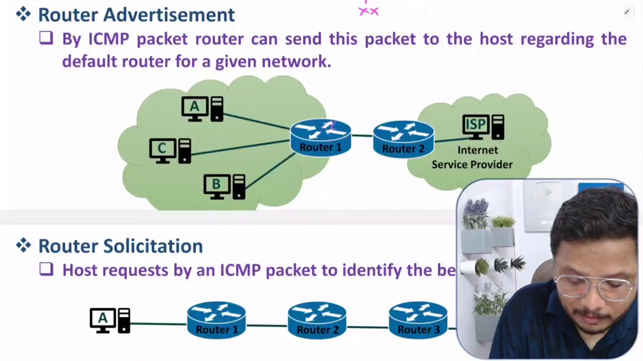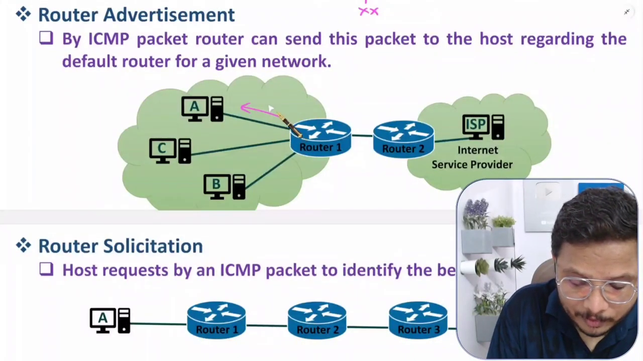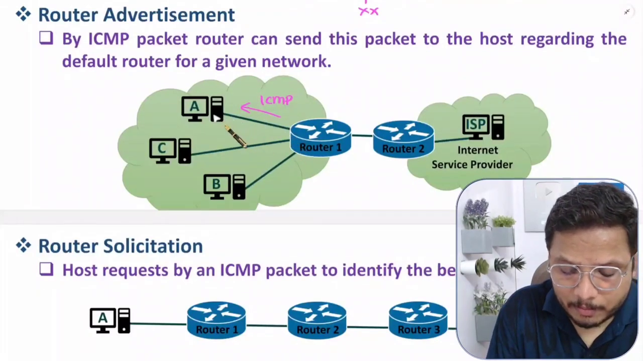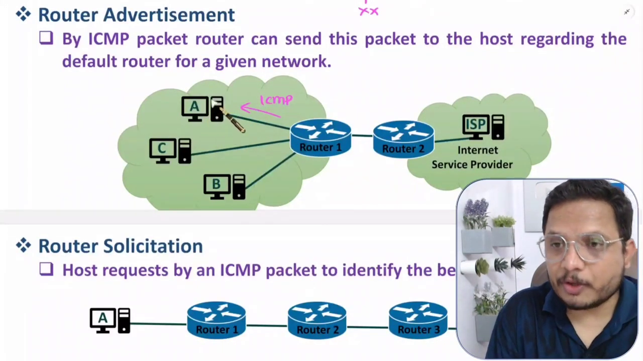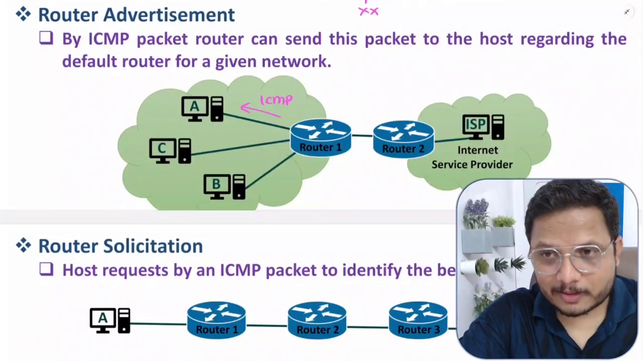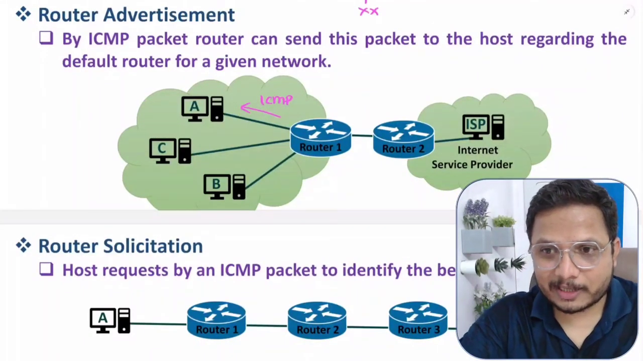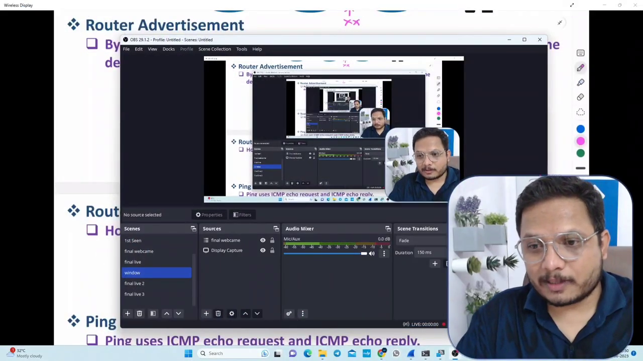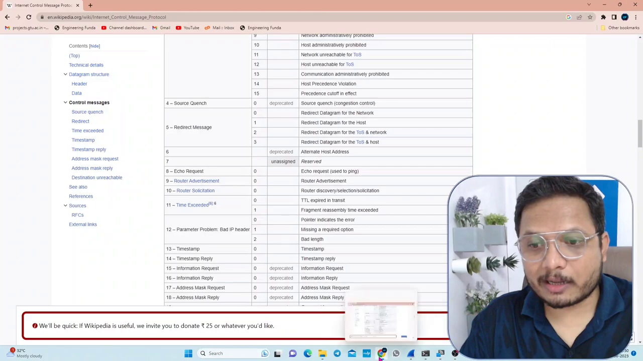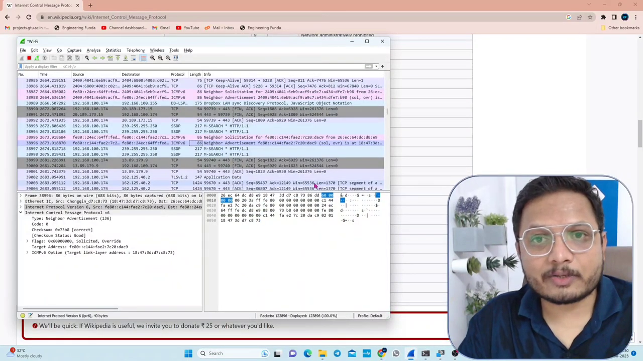Router one can forward an ICMP frame to host A, which indicates this is the best router which is there for you. Like you see, in my computer I have received it. So luckily I have received it, so I think I should show it to you. See, here in Wireshark.